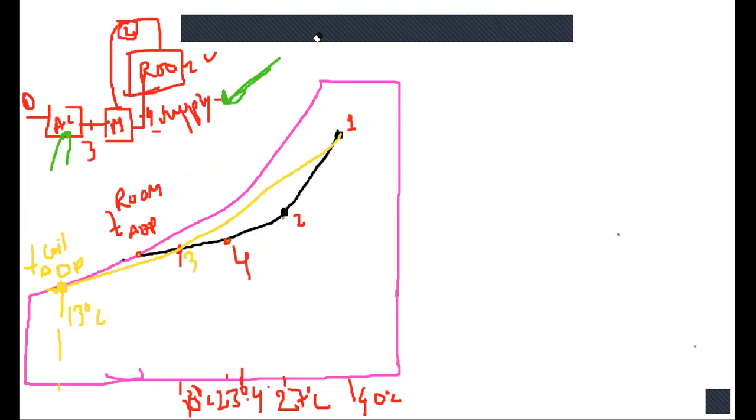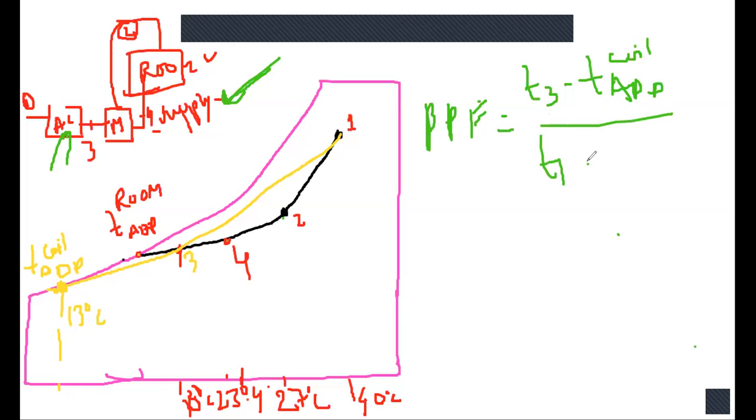There are two methods to calculate the bypass factor. First of all, we calculate the bypass factor through the formula BPF. Between points 1 and 3, BPF is T3, the after-AC point, minus TADP, the coil point, because the bypass factor represents the inefficiency of the coil, divided by T1, the before-AC point, minus the coil point.